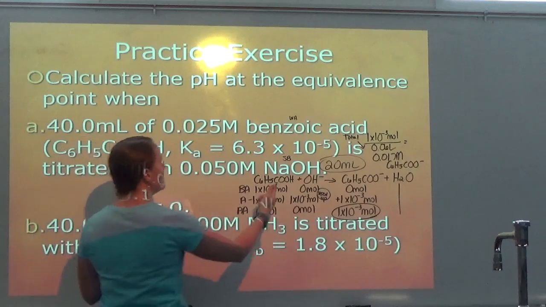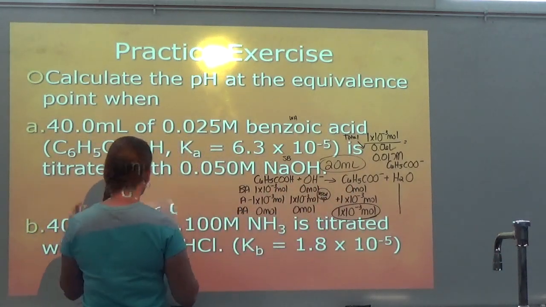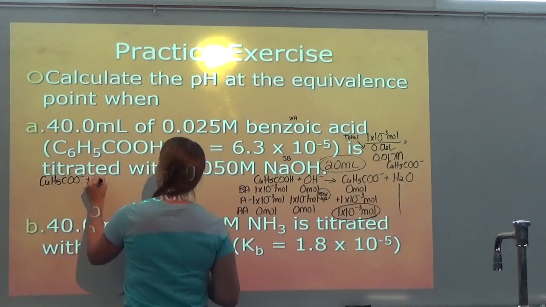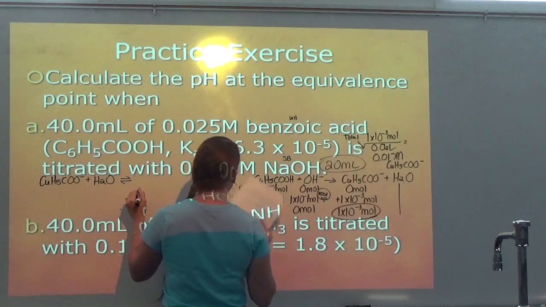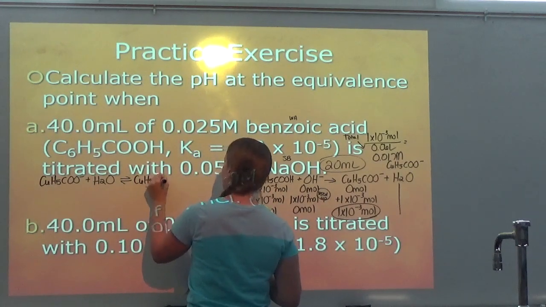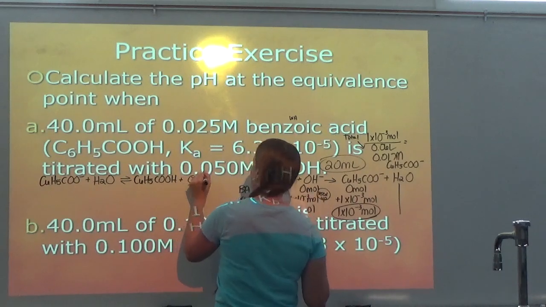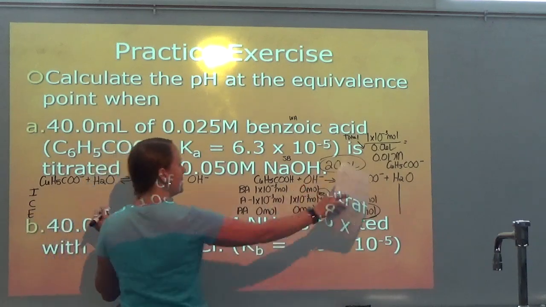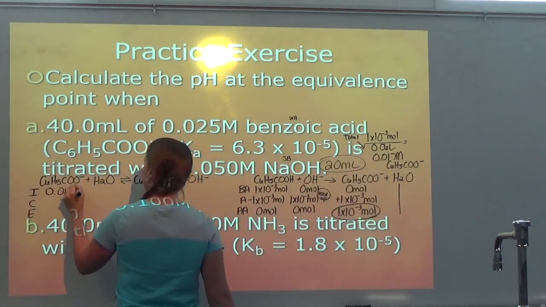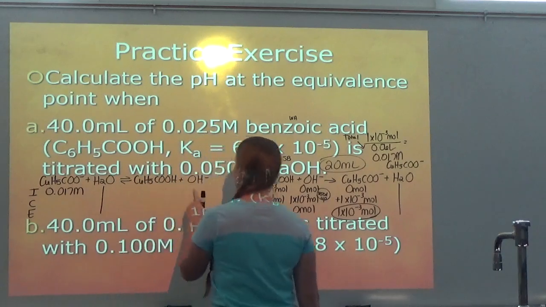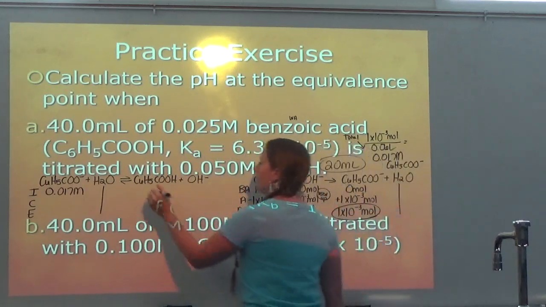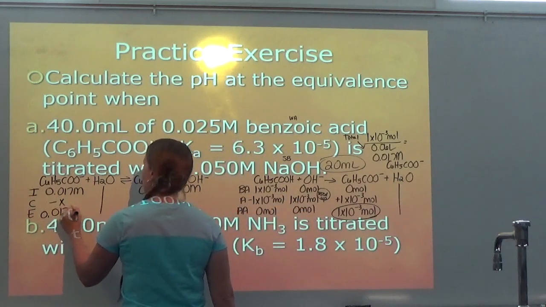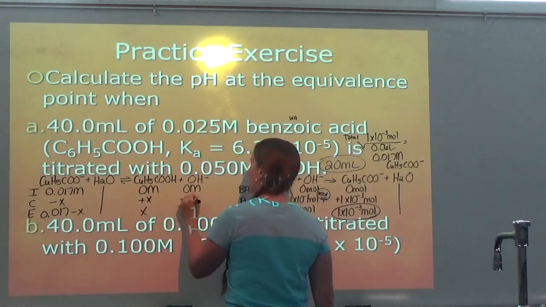Okay, so now I'm ready to set up my ICE chart. So remember, my ICE chart is just going to be the backwards reaction of this. Okay, so I have my C6H5COO minus reacting with water to form my acid and my OH minus. Alright, so I set up my ICE chart. So initially I have this 0.017 molar. I don't care about water. Initially I have 0 of both of these.